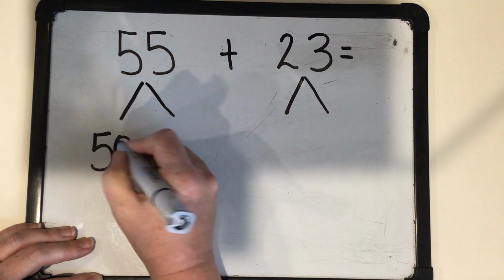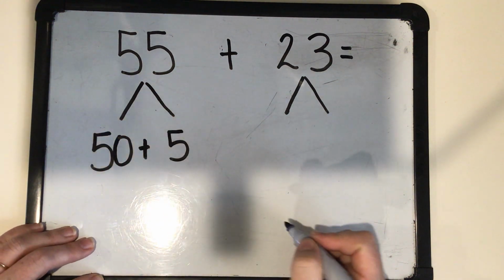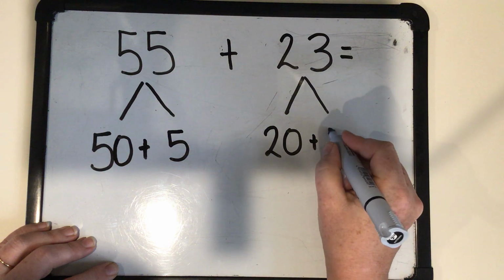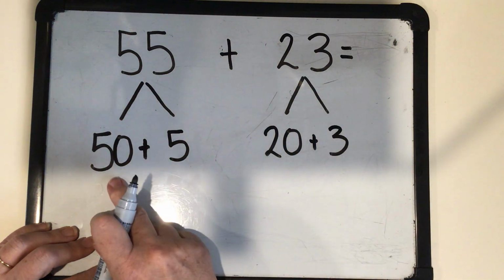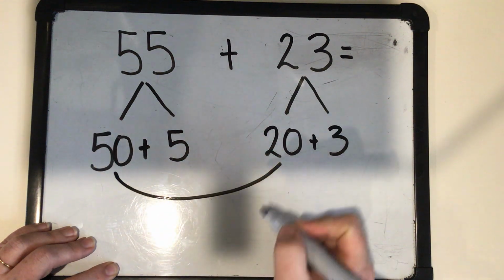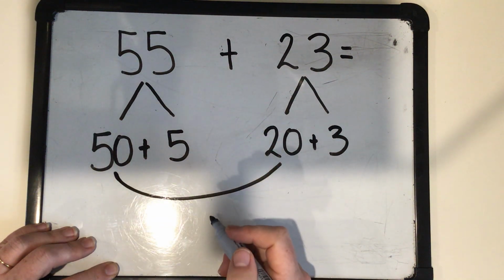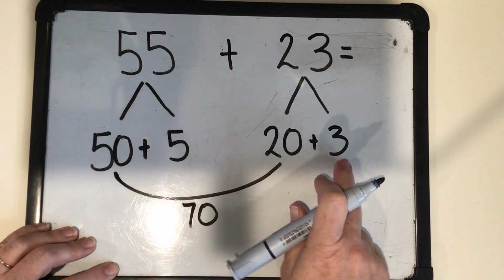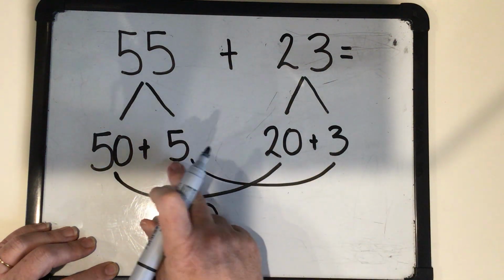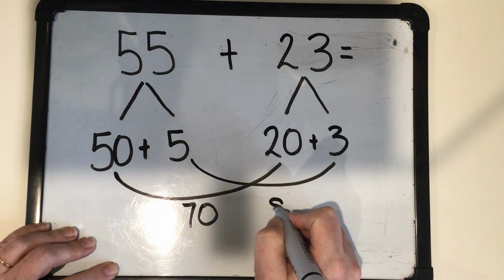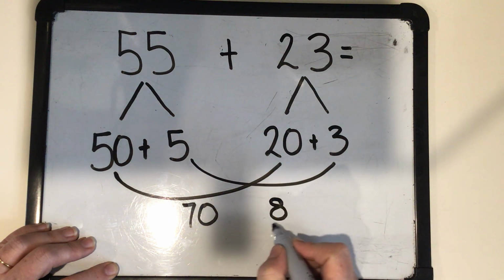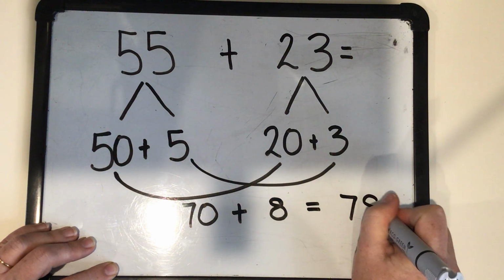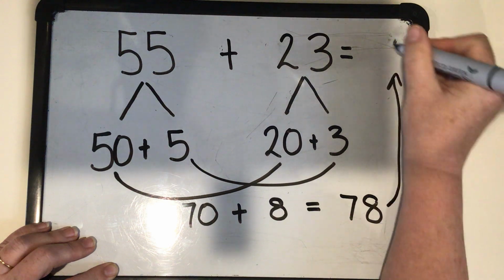So we know 55 is 50 plus 5. 23 is 20 plus 3. Our next step, connect 50 and 20. What is 50 plus 20? It's 70. Let's connect the units, 5 and 3. What's 5 plus 3? It equals 8. 70 plus 8 equals 78.